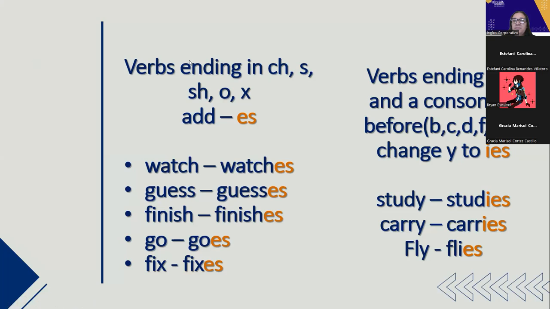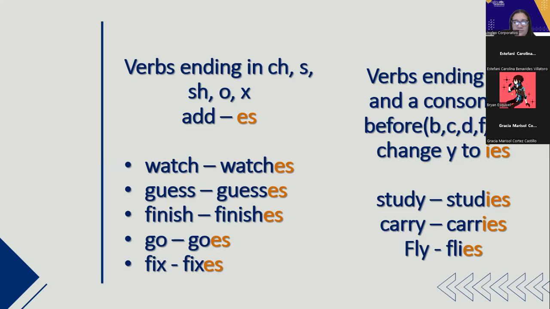¿Ok? Si el verbo termina en sh, ch, o, s or x, no solamente va a ser S, sino que va a ser ES, porque sería imposible, si un verbo ya termina en S, solo ponerle otra S. Entonces, si termina en cualquiera de estos sonidos, por ejemplo, watch, watches, he watches TV, she washes the dishes, she goes to the supermarket, he fixes computers. Y acá tenemos los ejemplos. Watch, watches, guess, guesses, finish, finishes, go, goes, fix, fixes, right?